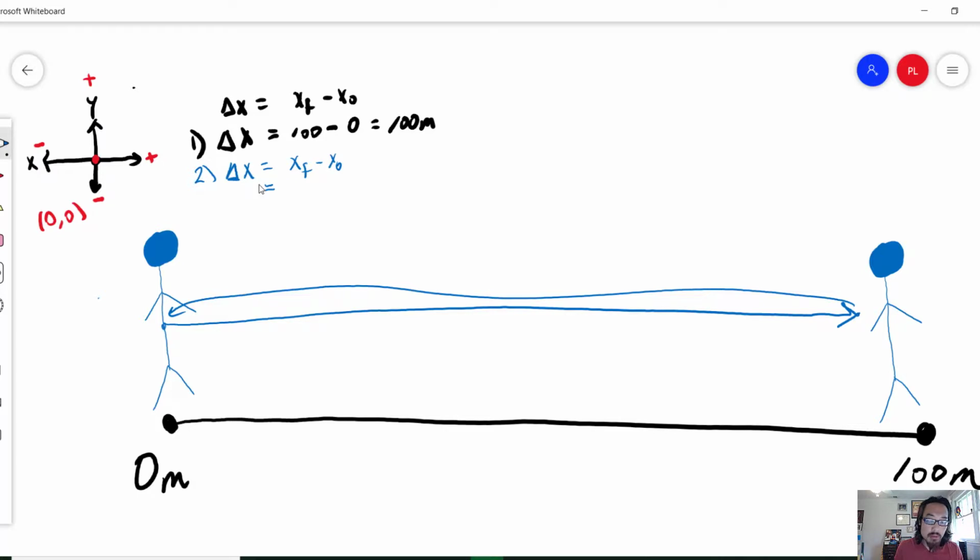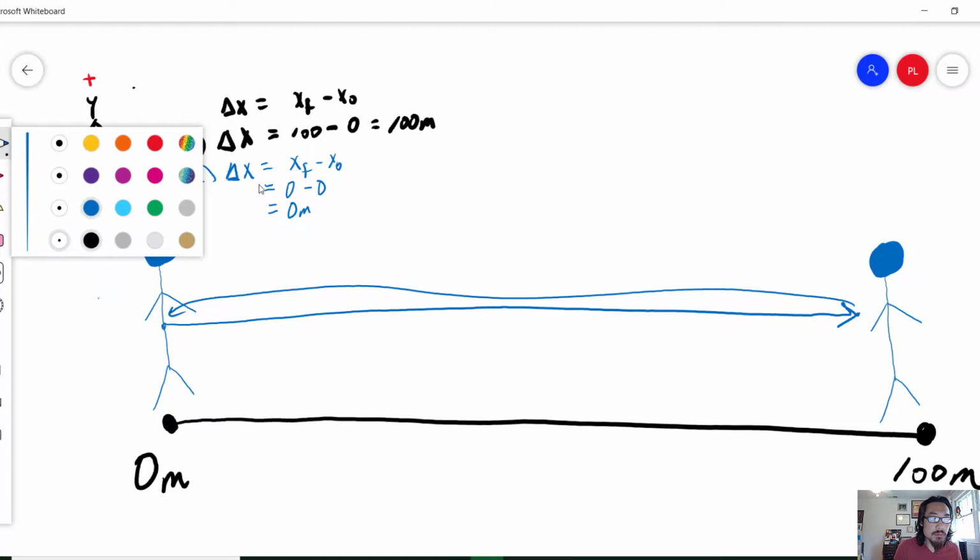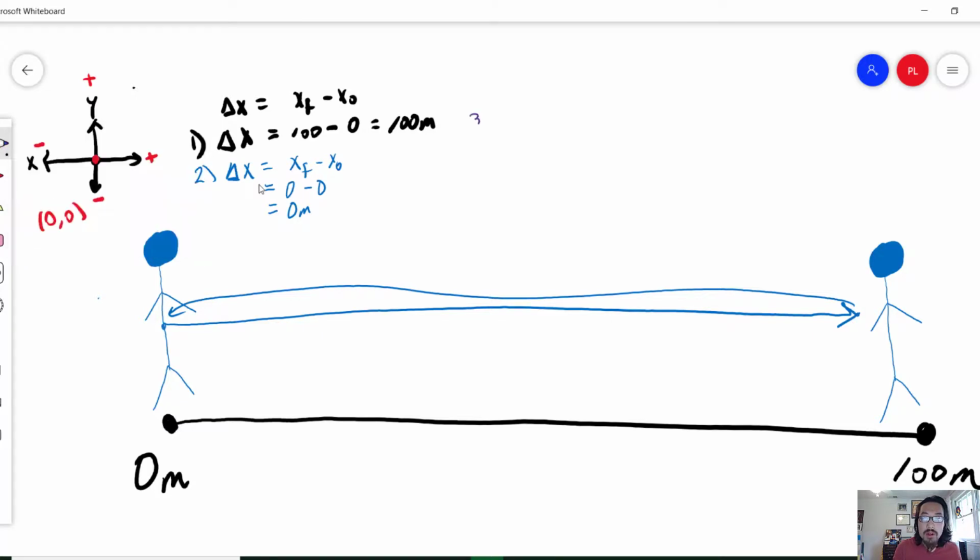So my final position that I ended up at was 0 meters. And my initial position, if you remember, where did I start? I started at 0 meters. So what was my total displacement? 0 minus 0 gives us 0 meters. I got nowhere. If you start and you end at the same location, you got nowhere. All right, next up, let's do trip 3.